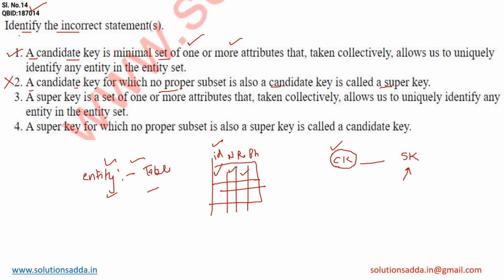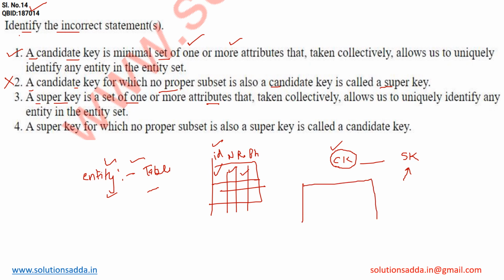In third option, they are saying that a super key is a set of one or more attributes. Yes, super key is something in which we could add one or more attributes, and they can uniquely identify any entity or entity set. A super key is something in which you can have one attribute or you can have multiple attributes.